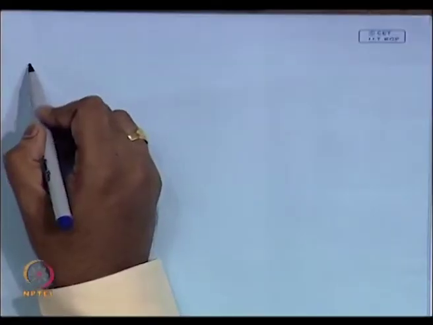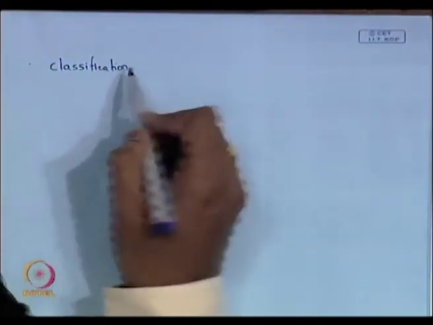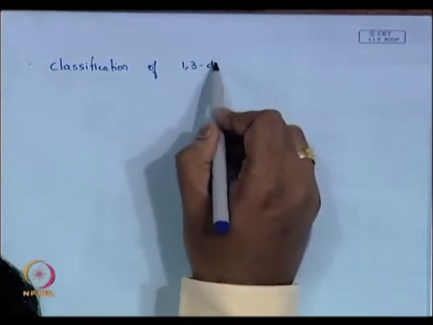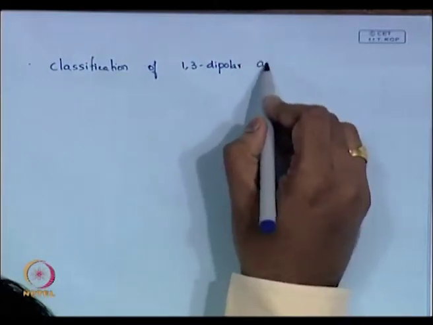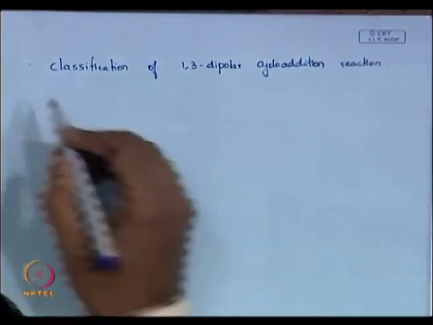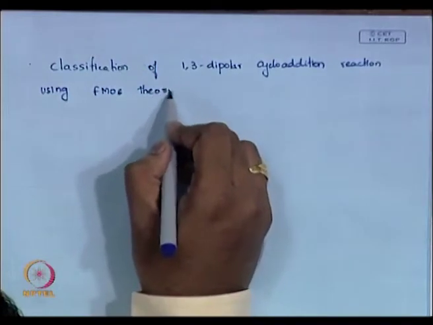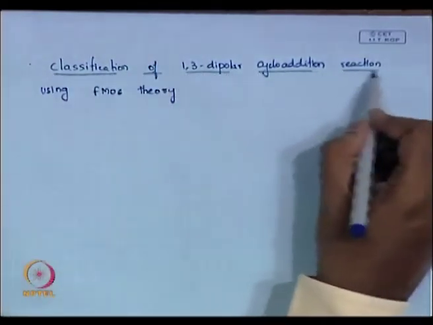Now, what we will do is that depending upon the HOMO and LUMO interactions, your 1,3-dipolar cycloadditions can be classified into 3 types, depending upon the HOMO LUMO interaction, that is based on your FMO. Just we will see how they are classified. How we can classify these 1,3-dipolar cycloaddition reactions using FMO.